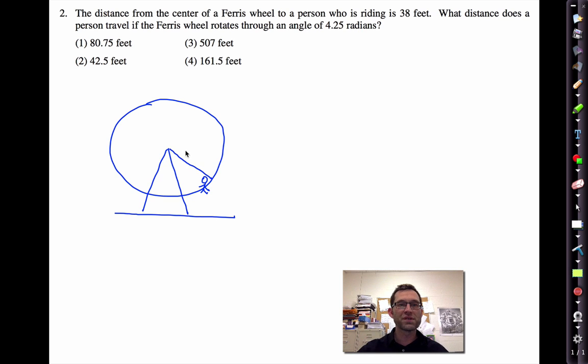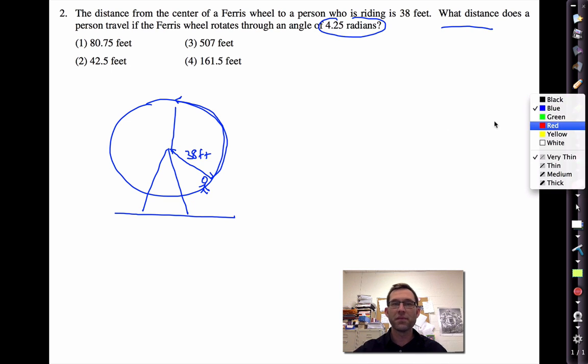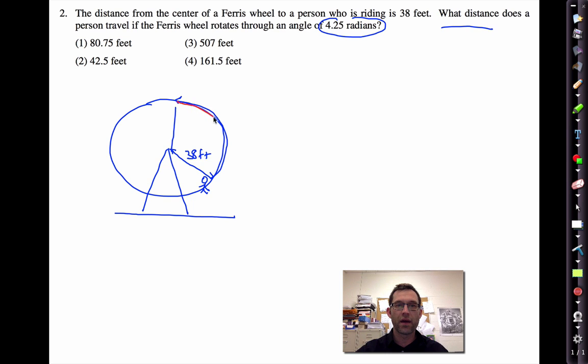And the distance the person is away from the center is 38 feet, right? That's this distance, the radius of that circle. What distance does the person travel if the Ferris wheel rotates through an angle of 4.25 radians? So as this thing is rotating, right, it travels through a distance. Let me draw the distance in red, right? The person travels through this distance around the circle.